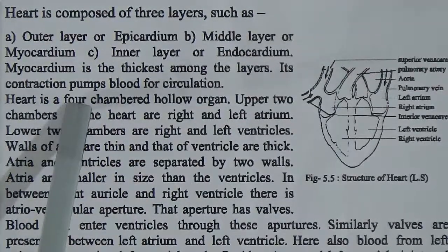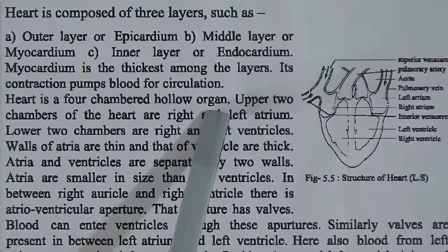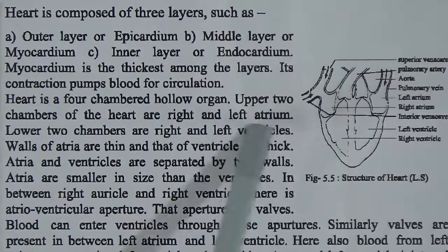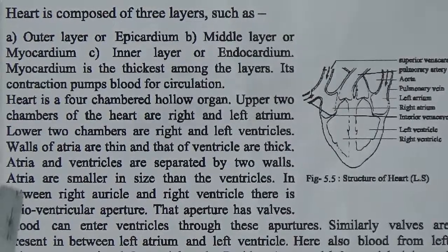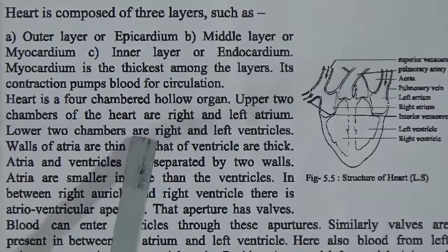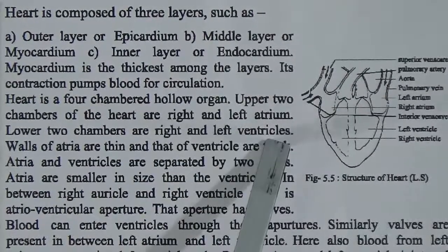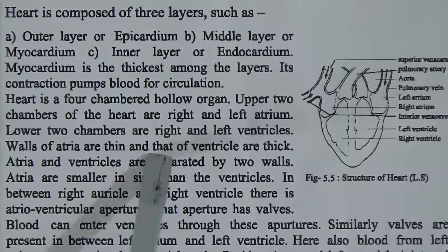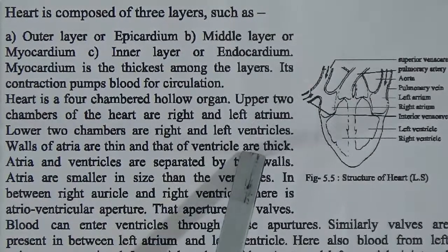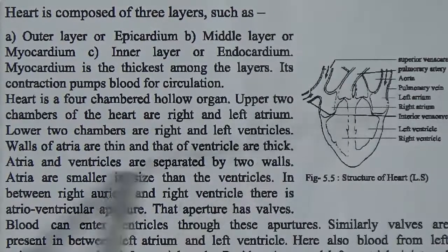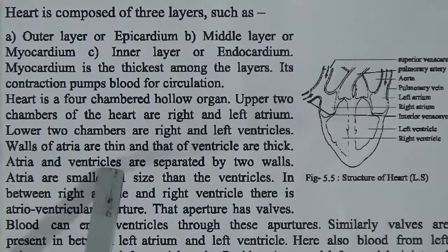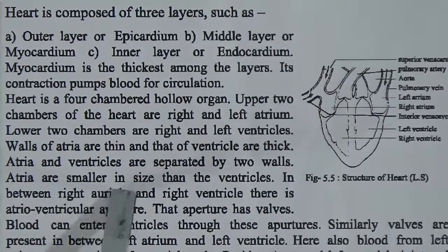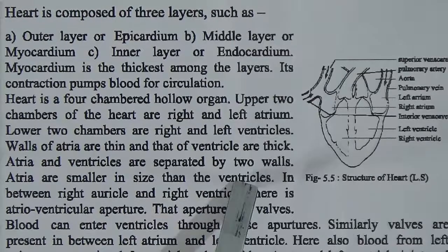The heart is a four-chambered hollow organ. The upper two chambers of the heart are the right and left atrium. The lower two chambers are the right and left ventricles. The walls of the atria are thin and those of the ventricles are thick. Atria and ventricles are separated by walls. Atria are smaller in size than the ventricles.